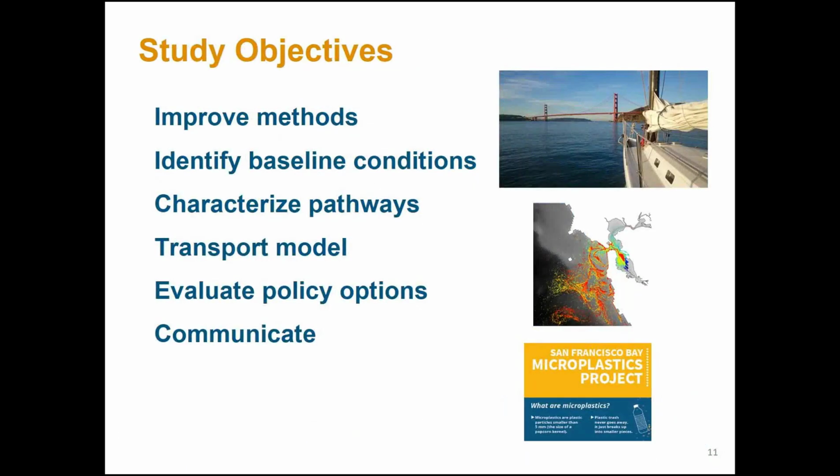We had many study objectives for the study, including improving methods for the study of microplastics, both in the field and in the laboratory. We also wanted to identify baseline conditions of microplastics in the bay and characterize pathways for how microplastics were entering the bay. We developed a transport model, and we also wanted to evaluate policy options based on the science that we were developing. And we also wanted to communicate our results widely.